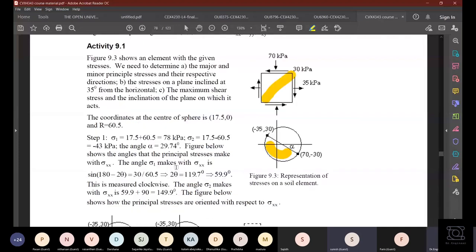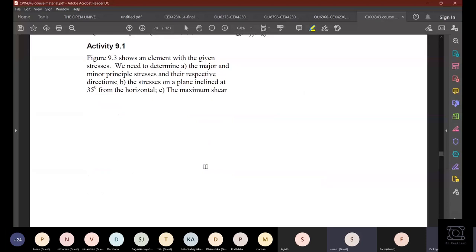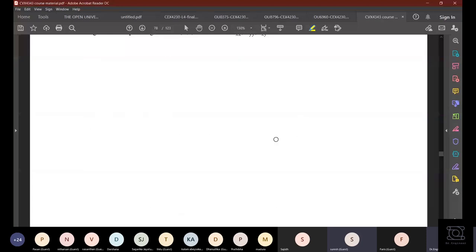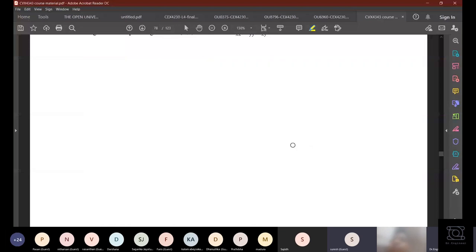The angle sigma 1 makes with sigma xx, right? So this is sigma xx and sigma 1. 180 minus 2 theta is 30/60.5, so that is 2 theta and 59.5. This is measured clockwise, right? So the angle sigma 2 makes is 59.9 plus 90.